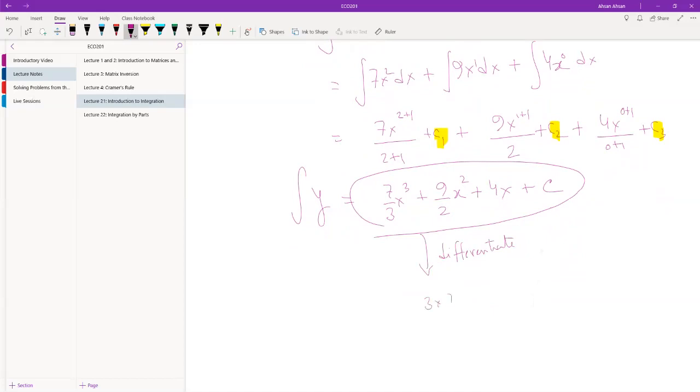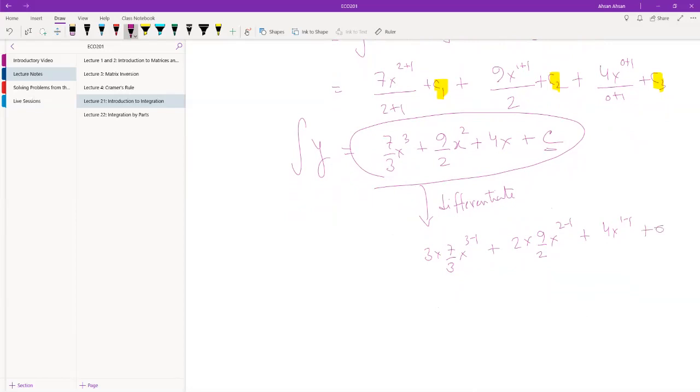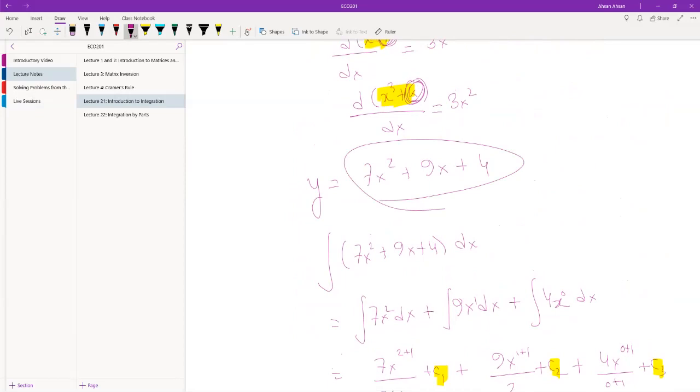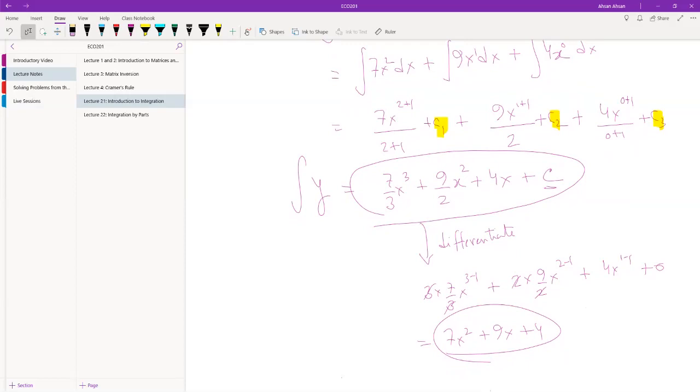It will be 3 times 7 by 3 x to the power 3 minus 1 plus 2 times 9 by 2 x to the power 2 minus 1 plus 4 x to the power 1 minus 1. And we have a constant here. What happens when we differentiate a constant? It becomes 0. So 3 and 3, 2 and 2. We are left with 7x squared plus 9x plus 4. This is pretty much exactly this. And that's really it. That's all there is to integration.